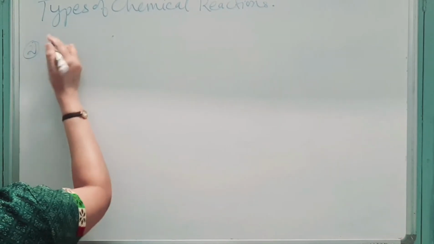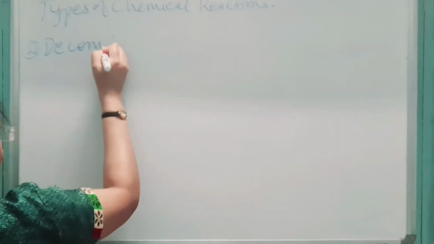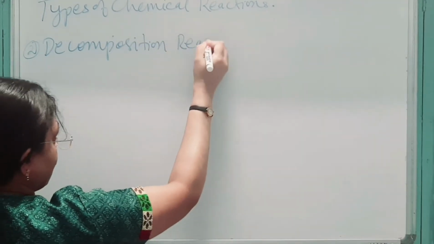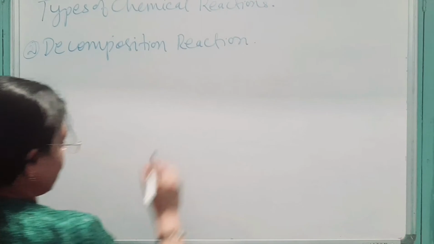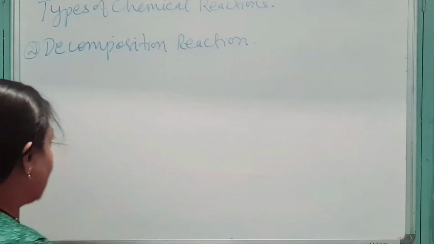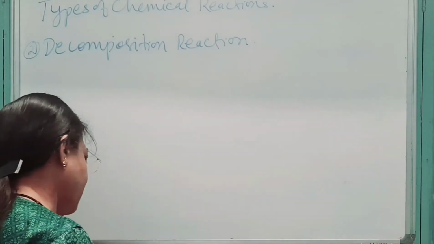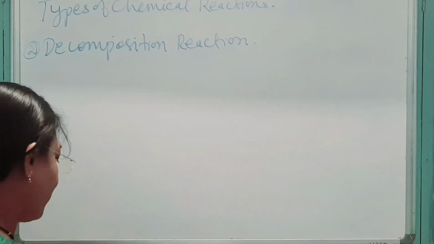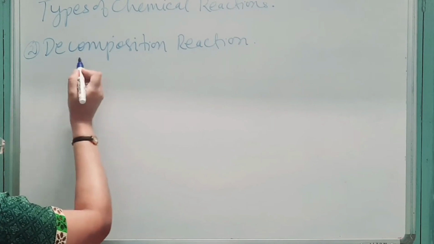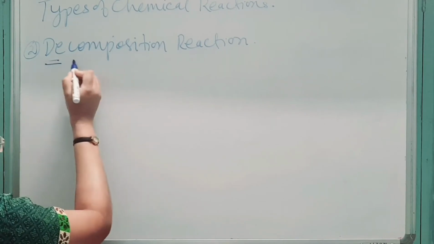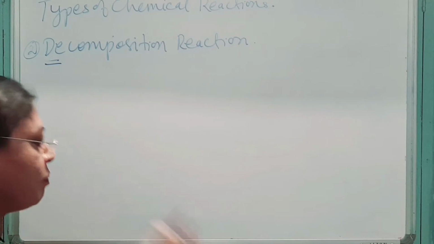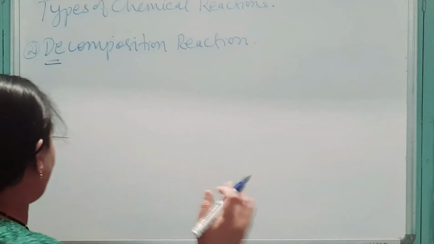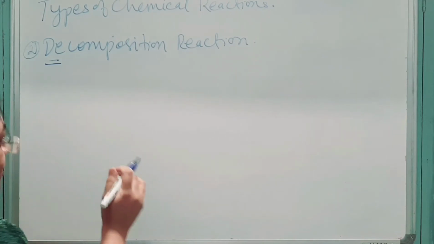Second one is decomposition reaction. In decomposition reaction, a single reactant breaks down to form products. As you can see from the word decompose, D means to break. Composition, we are breaking the composition. Here the single reactant is breaking down into many products. So decomposition is a process.